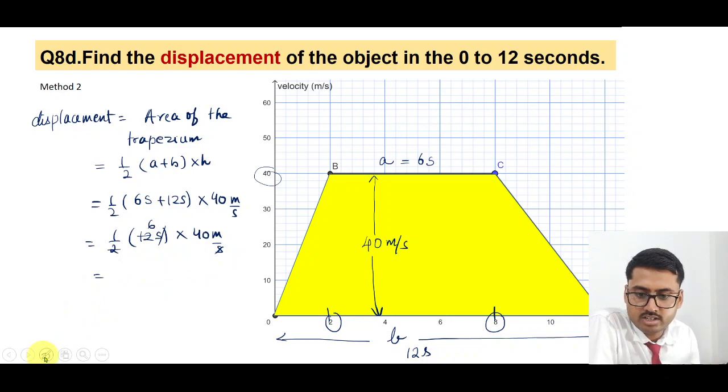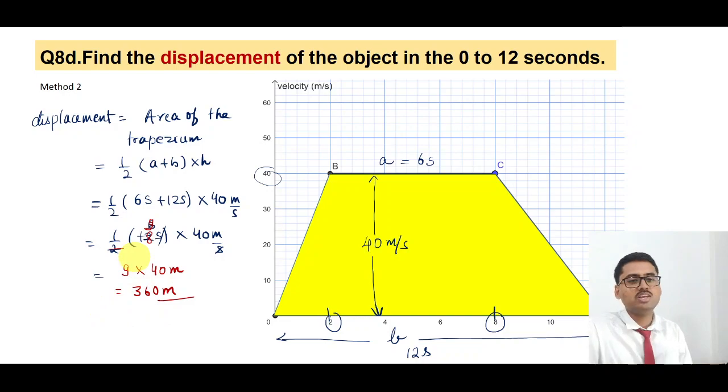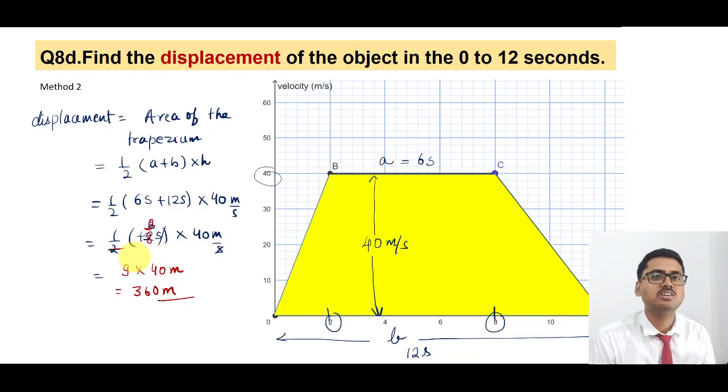Okay, sorry, I did the addition wrong over here. This is 6 plus 12, 18. So this is going to be basically 9. Okay, on cancellation 2 ones are 2 and 2 nines are 18. So basically this is 9 into 40 meter and we get the same answer as you can see, 360 meters. So we can calculate the area either in parts by finding the area of each part, or you can use the area of trapezium directly to get the answer.